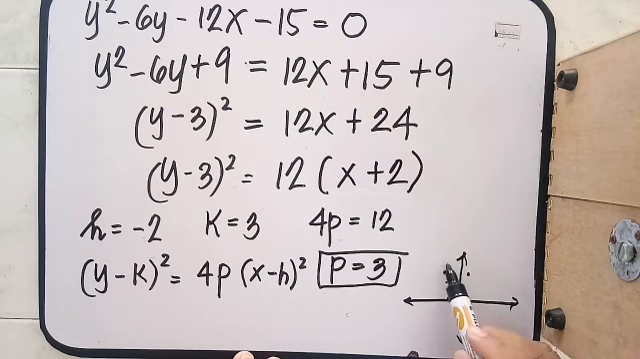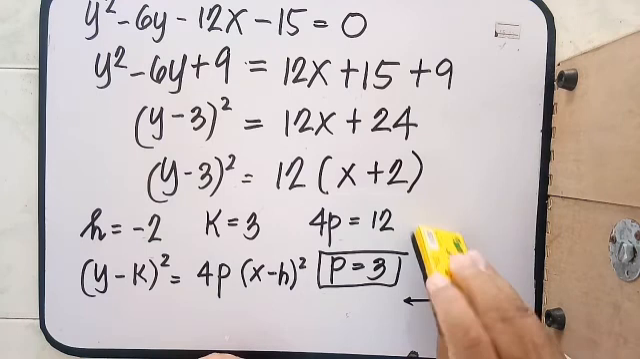Then, going up also, 1, actually this is 12, no? So, 6 here, 3, 4, 5, 6. Because that is 12, we also need 1, 2, 3, 4, 5, 6. So, that will be the latus rectum, this is the vertex, this is the focus. Oh, no.